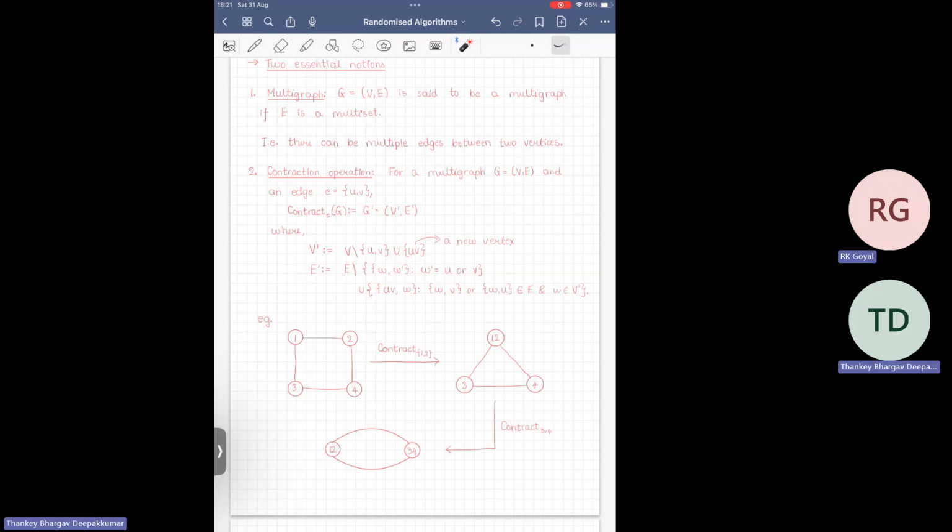Now this definition is important. E prime is obtained from E by removing all the edges with one endpoint as u or v, because I've removed u and v from the vertex set, so all the edges connected to u or v have to be removed, right? But we would then add edges of the form (uv, w), where (w, v) or (w, u) was in E and w is in V prime.